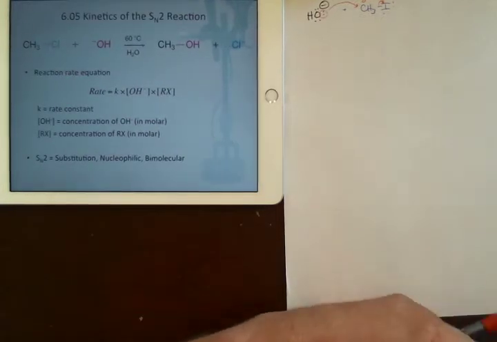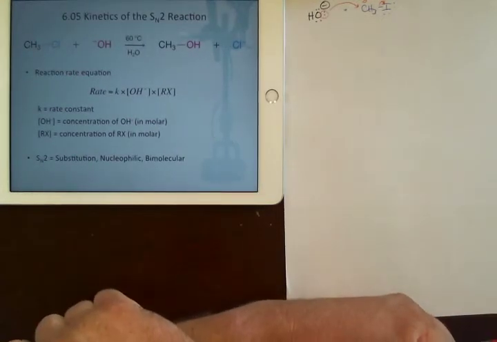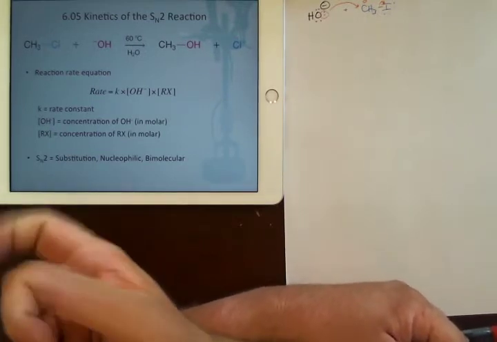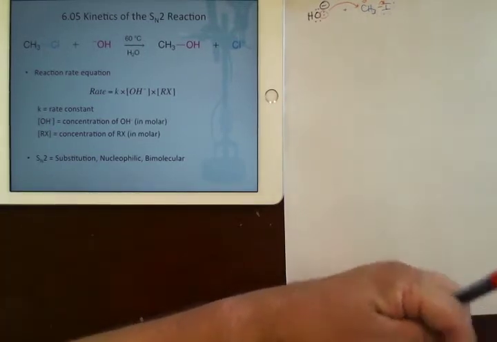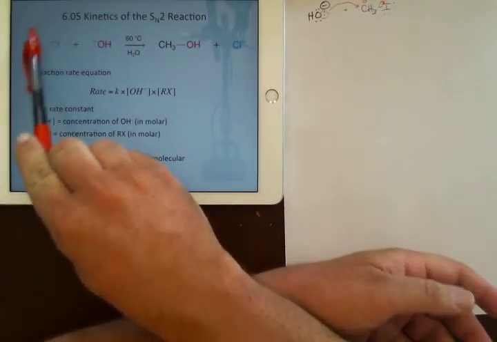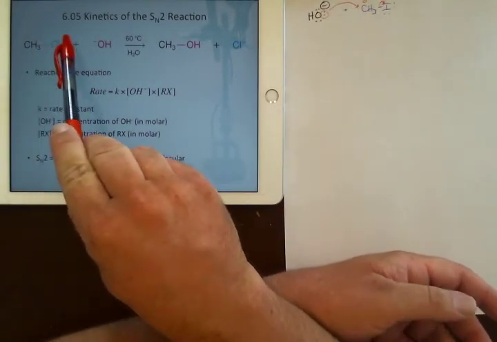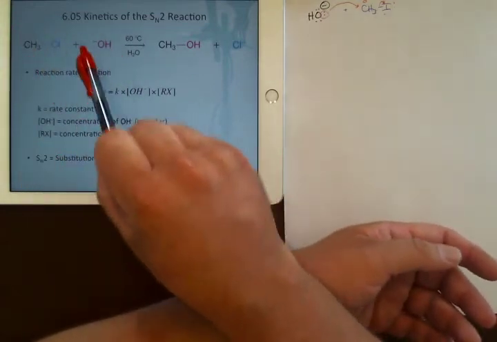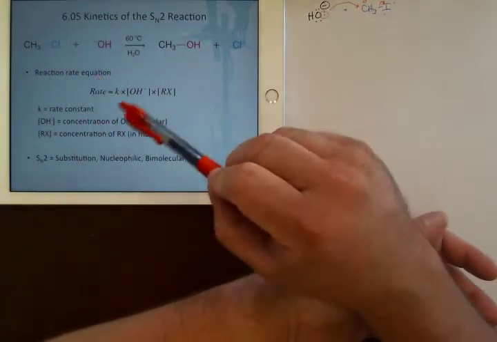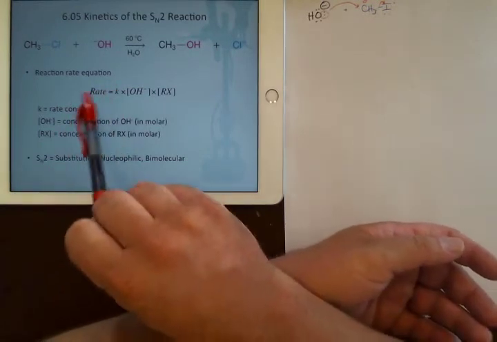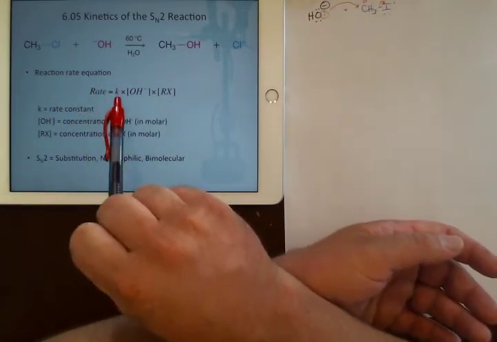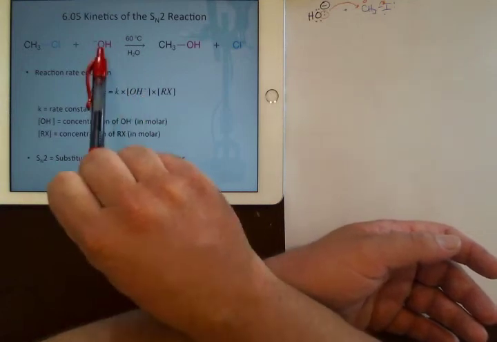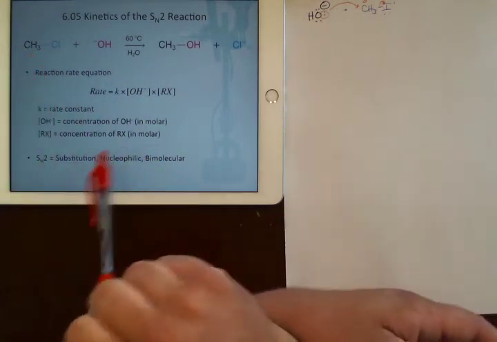So the kinetics of this. For an SN2, remember that everything's happening in one step. 2 molecules are colliding, so it's going to depend on the concentration of your electrophile, the one with the leaving group, and your nucleophile. Both of them are going to make a difference. So you can write this out in a rate equation. The rate is some constant times this concentration times this concentration.